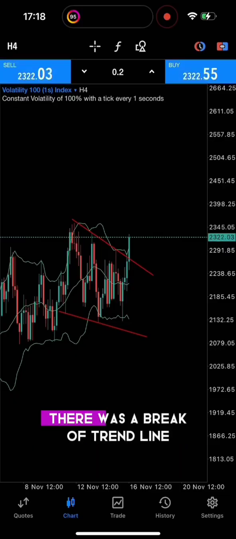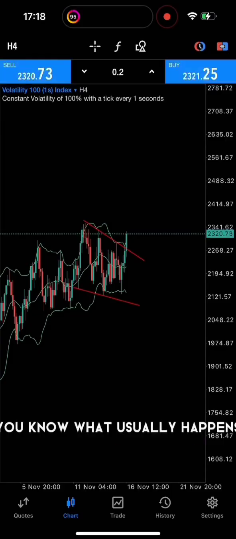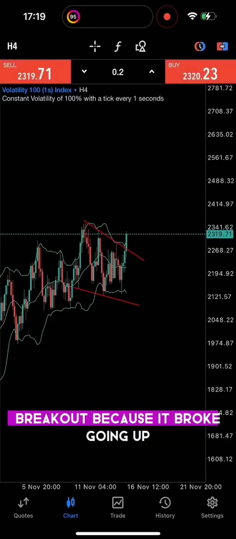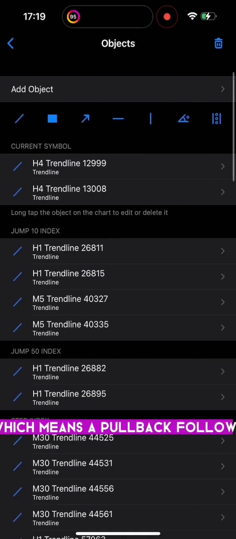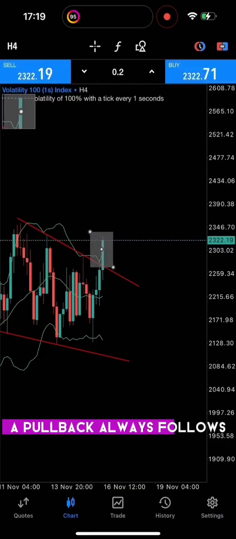In this case, there was a break of trend line, and when there's a break of trend line, you know what usually happens. This was a bullish breakout because it broke going up. When there's a breakout of a trend line, a pullback follows, especially if you are dealing with a higher time frame. A pullback always follows.